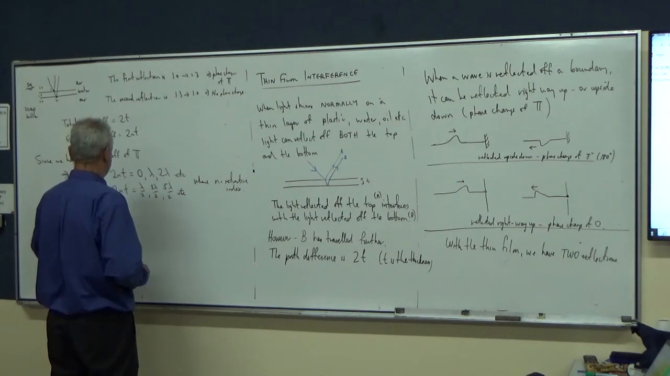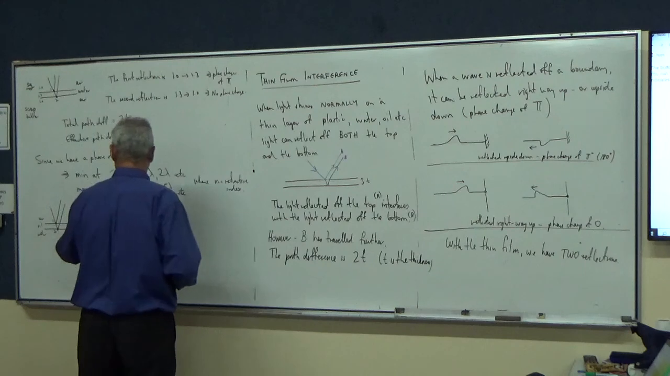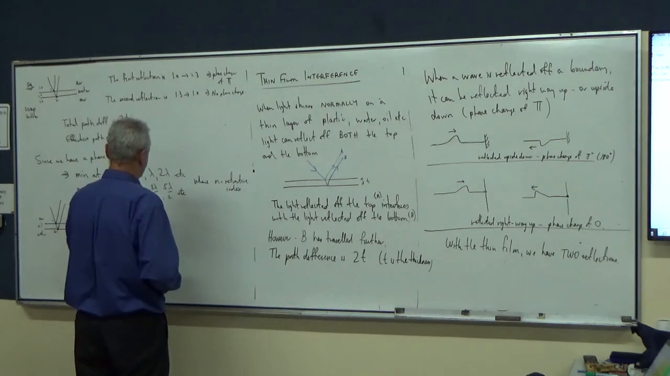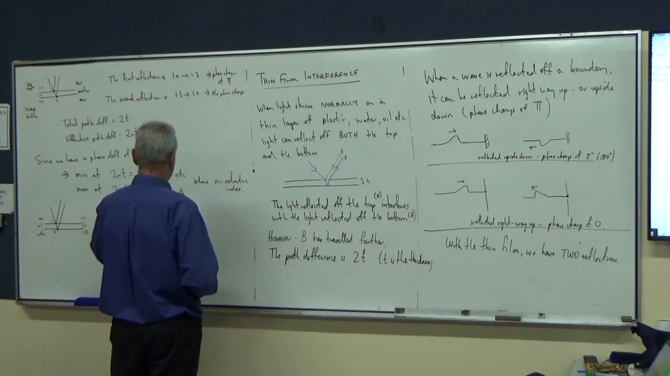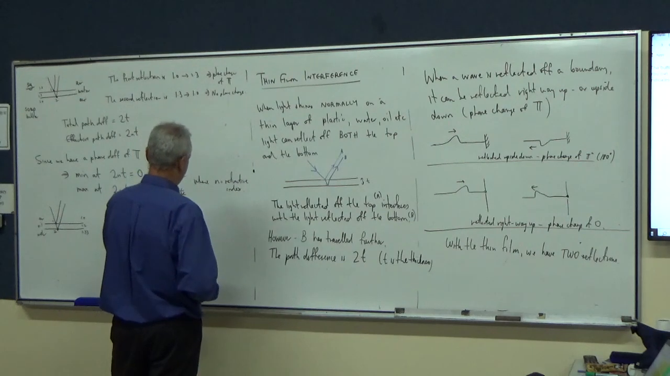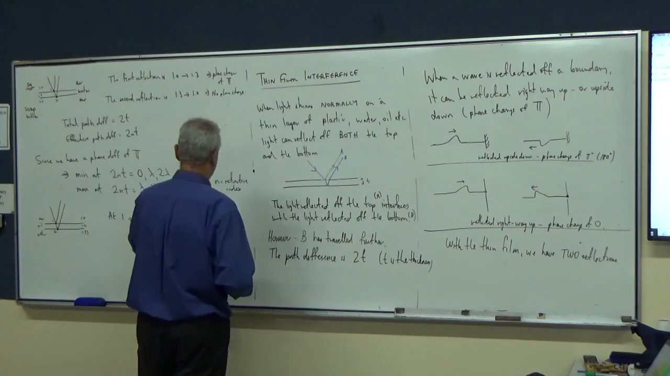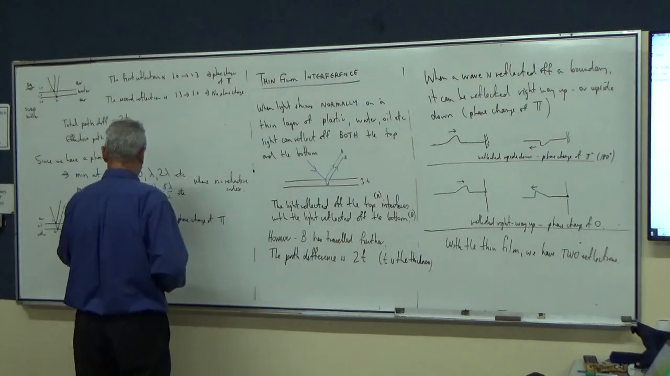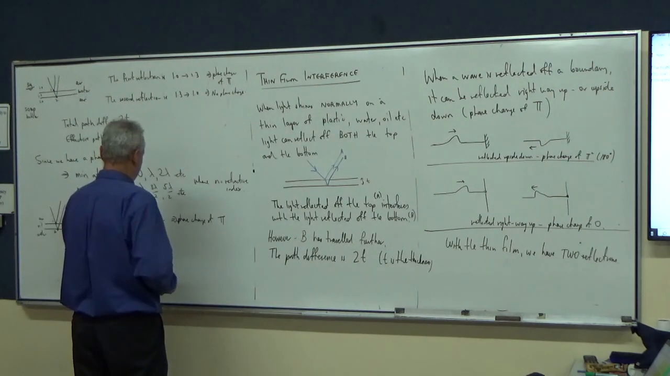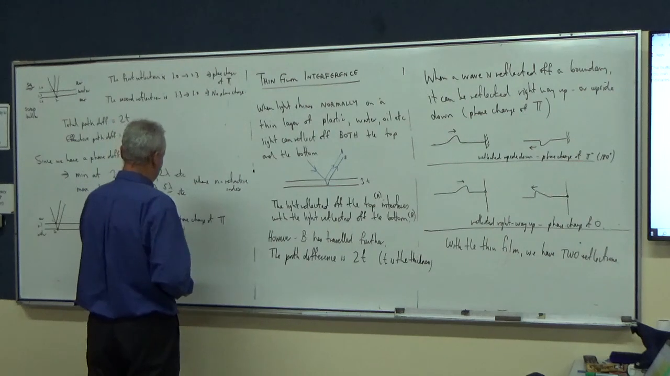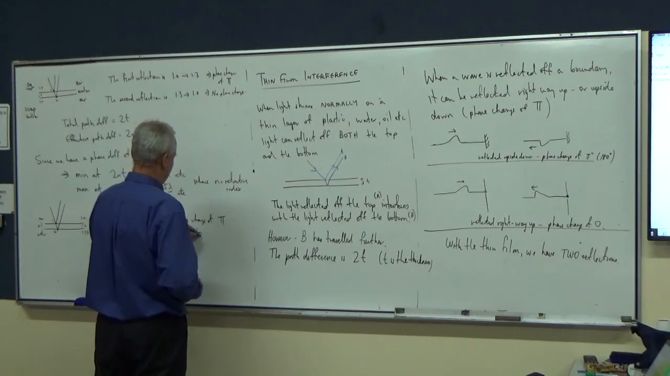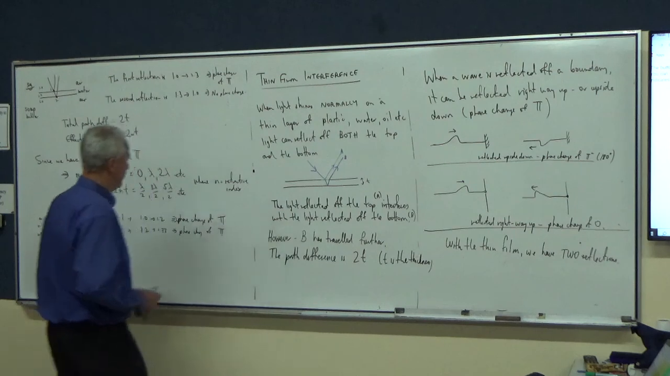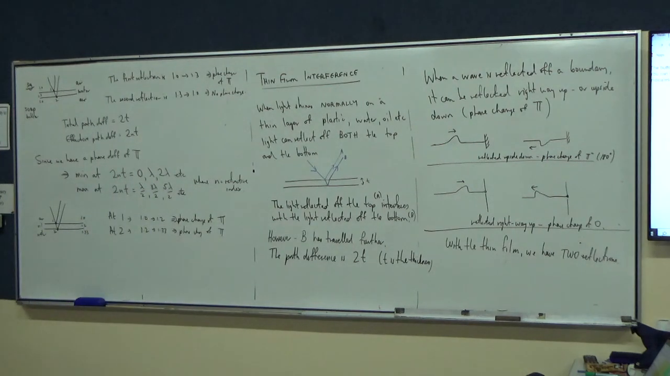At 1, we've got 1.0 to 1.2, therefore phase change of pi. At 2, we've got 1.2 to 1.33, therefore phase change of pi. So they've both had the same phase change.